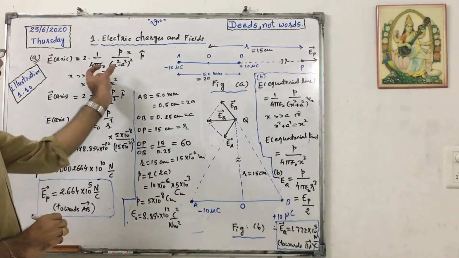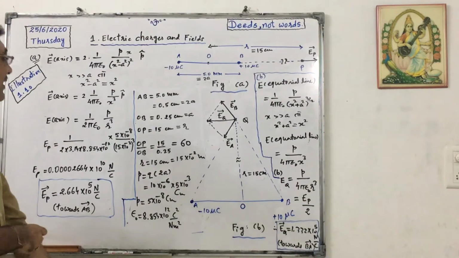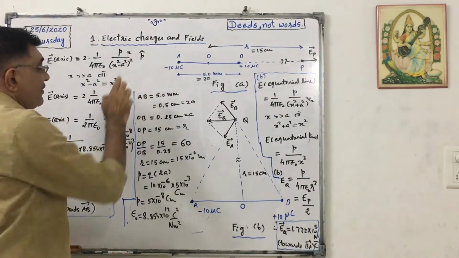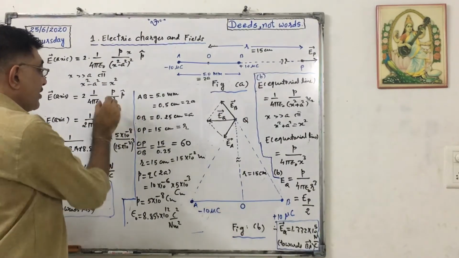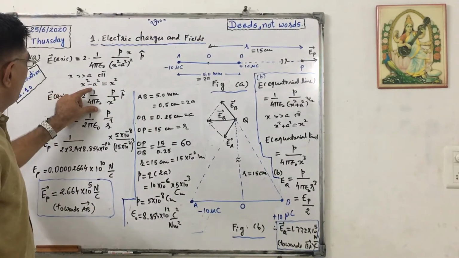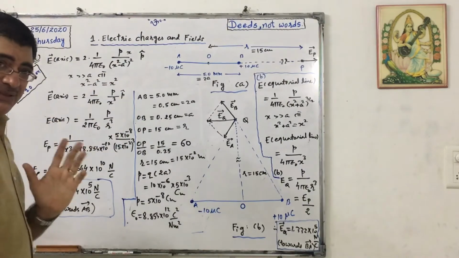In that case, x square minus a square can be considered as x square. Then if I put x square here, the square of it will be x raised to 4. x upon x raised to 4 will become x cube. So E equals 2 into 1 upon 4 pi epsilon naught into p upon x cube into p cap.